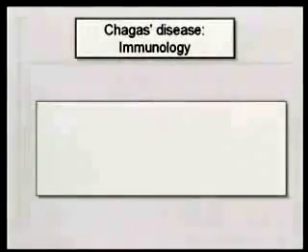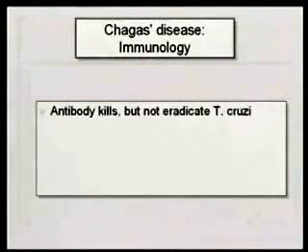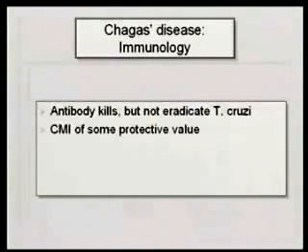And the consequence of that, or response to that, is cell-mediated immunity. Antibody, when it is produced, kills, but does not eradicate cruzi because they can hide inside the cells. They become intracellular and cannot be eradicated because of that. CMI has some protective value. Although there's no vaccine for it, in experimental situations it's been shown that if one uses immunostimulants that activate macrophages and induce interferon, which in turn activates macrophages, the infected mice at least can get rid of the organism.